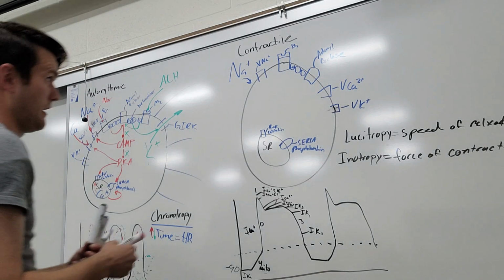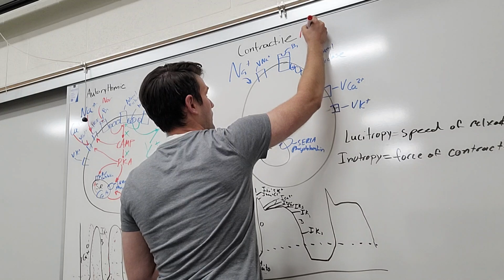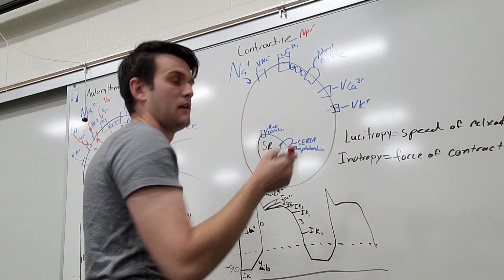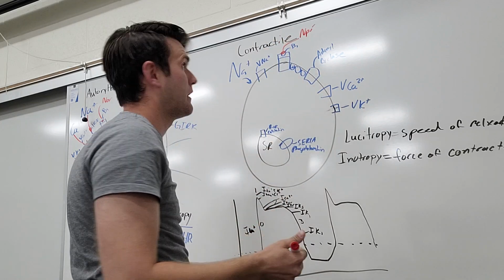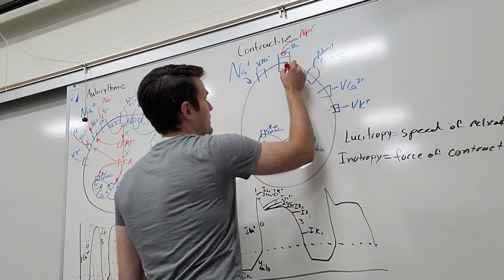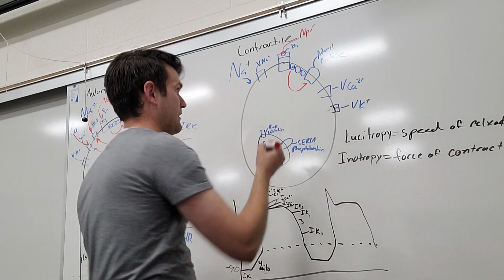So now we're going to have, again, some norepinephrine, or NE, I guess. Norepinephrine is going to bind to this beta-1 receptor, which is excitatory. Its alpha subunit is going to do the same thing. It's going to activate adenylyl cyclase. What does adenylyl cyclase do?